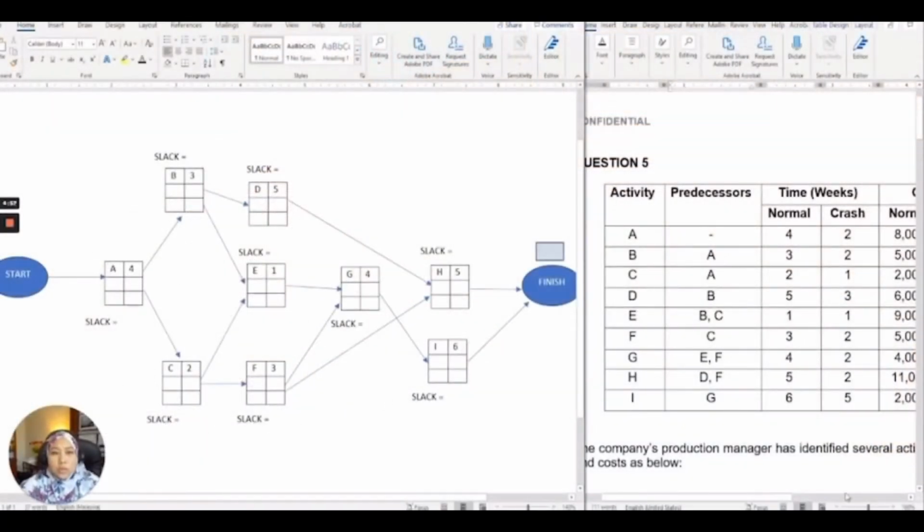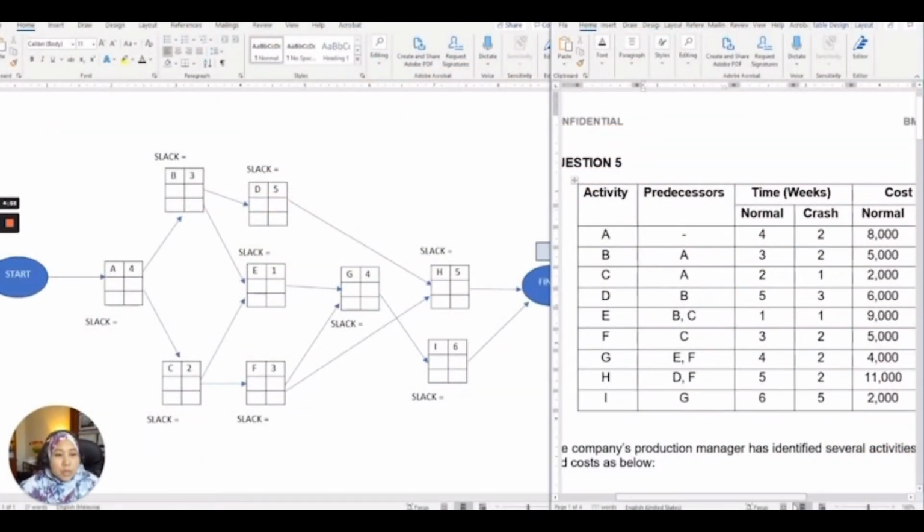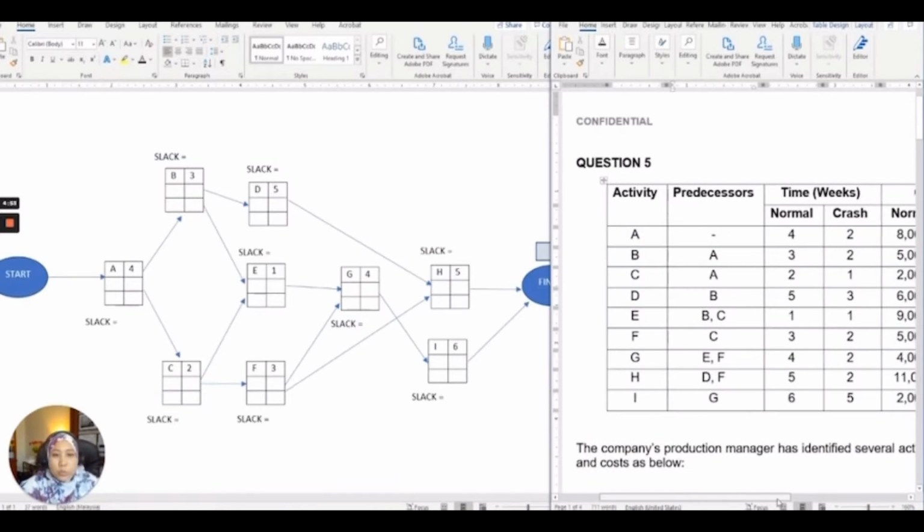Alright, so we're going to complete the exercise for question 5. As you can see here, this is the example for CPM activities. These are the activities A to I, with each predecessor for each activity, and you will look into the normal estimate time here. I've drawn the diagram for you according to the activities.